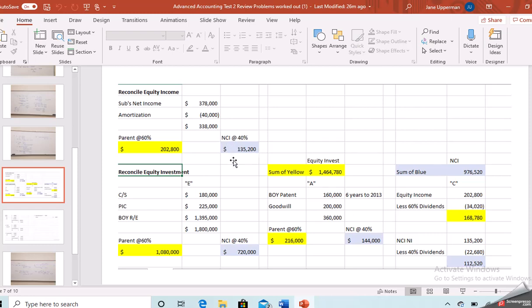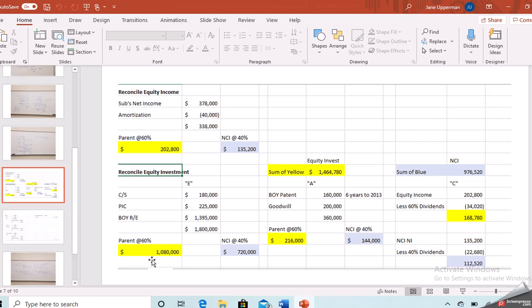$135,200. Okay, then we come down and we reconcile our equity investment. Doing the same thing, we go to our common stock, our paid-in capital off of our balance sheet, and then our beginning of the year retained earnings from our statement of retained earnings. Subtotal those, so that's where this $1,800,000 is coming in, and then split it.